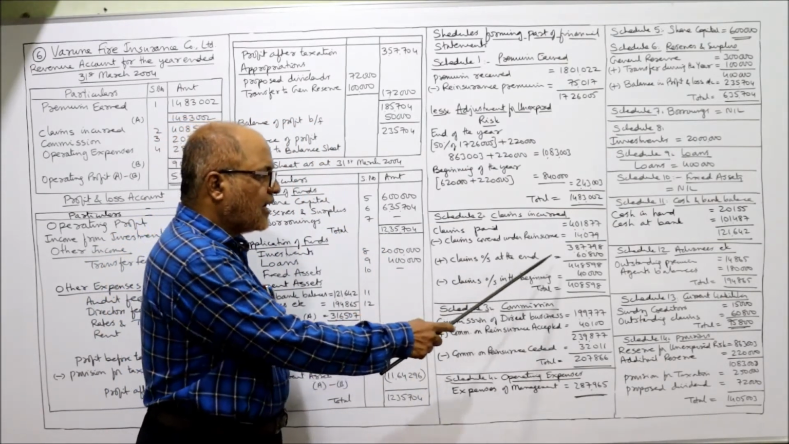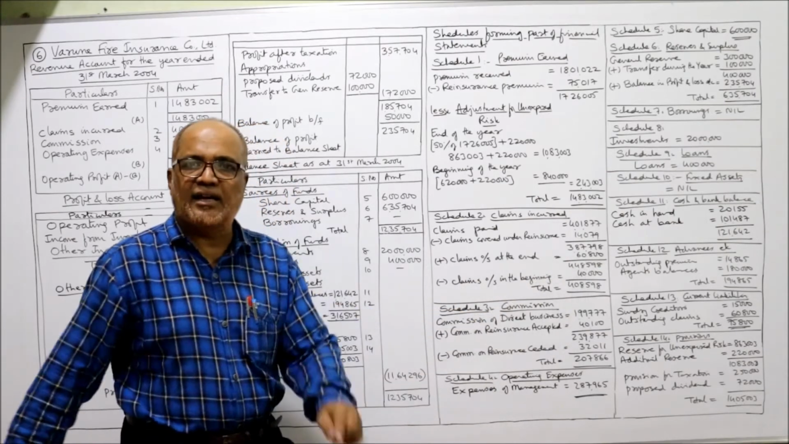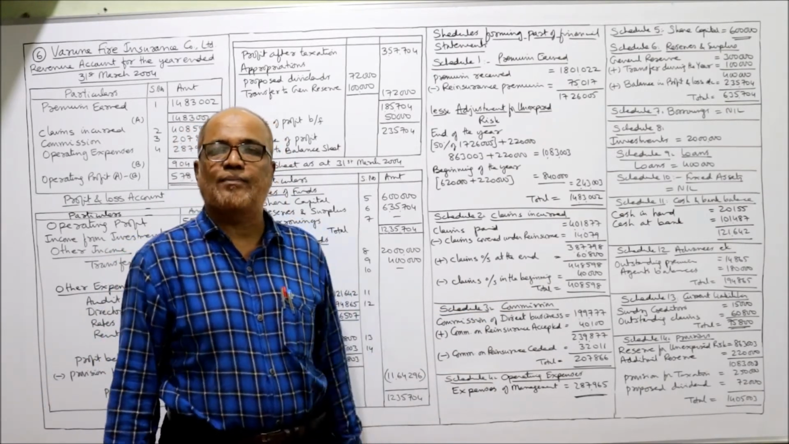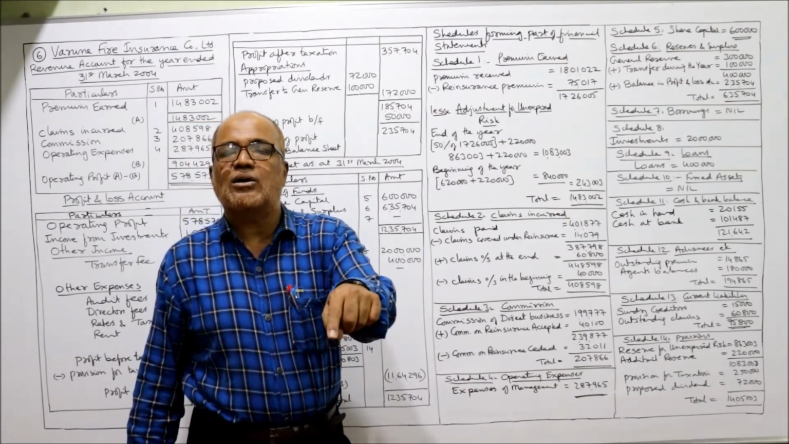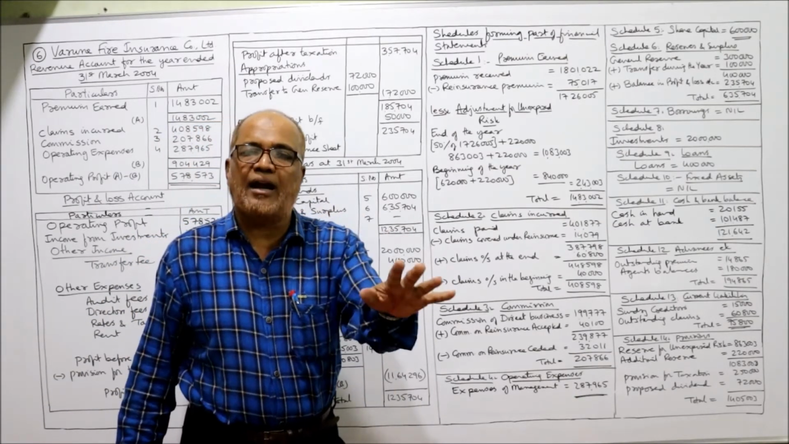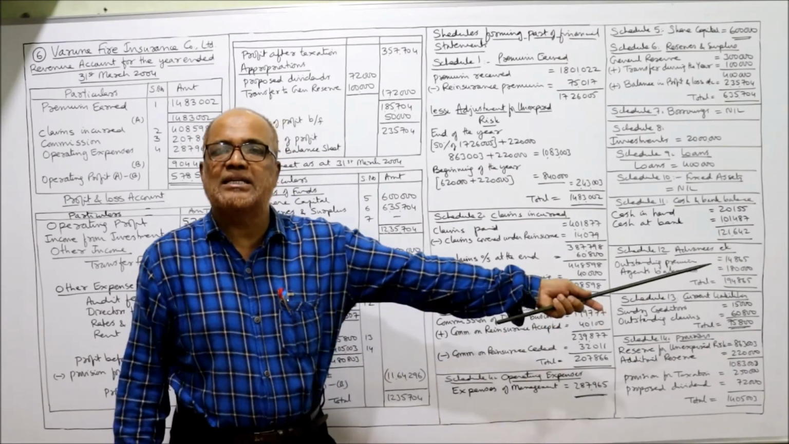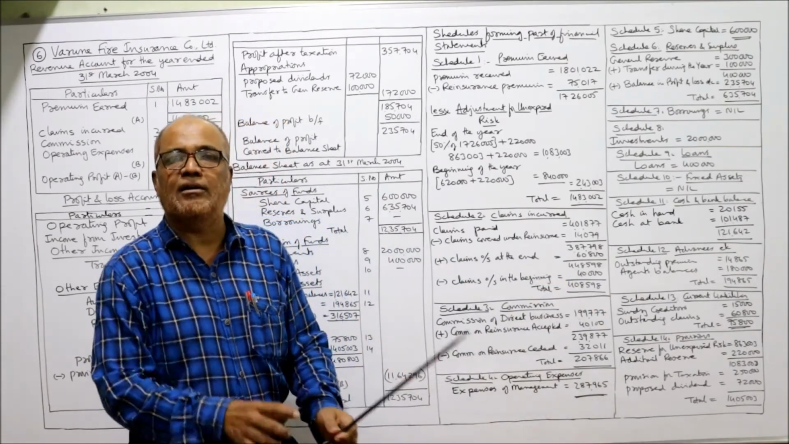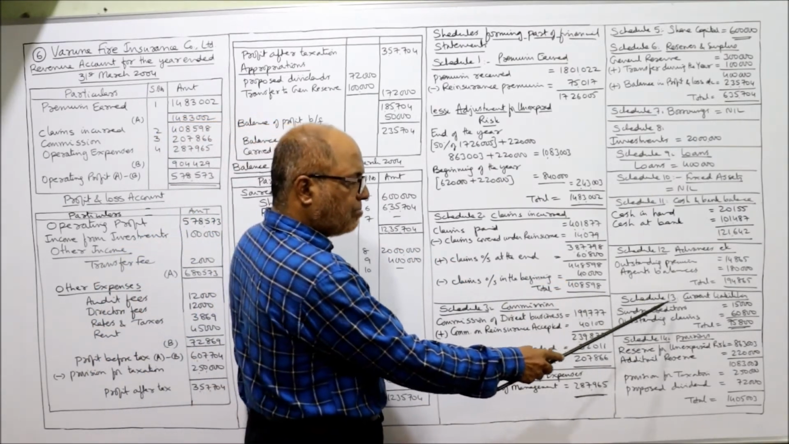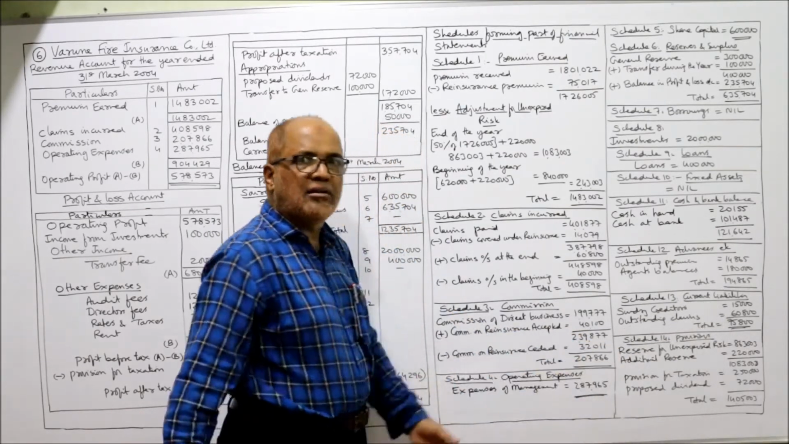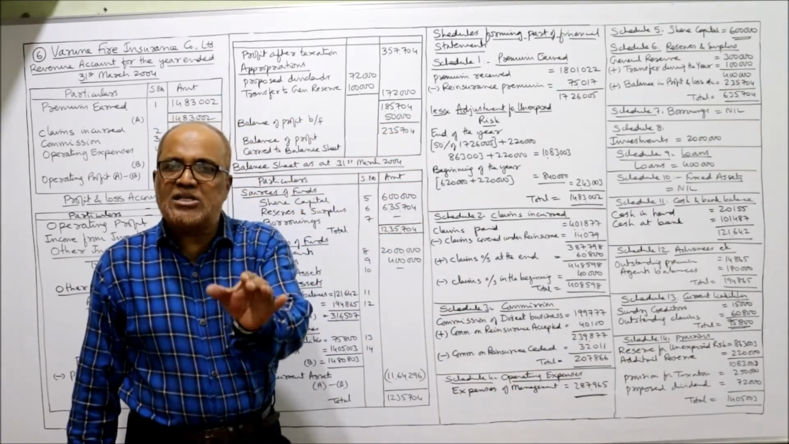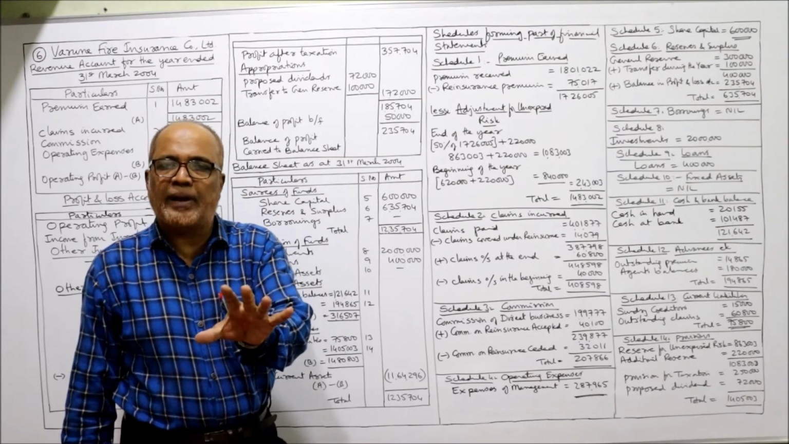Claims outstanding at the end of the year, 60,800. This is given in the last adjustment. The outstanding claim is added. Again, this 60,800 outstanding claim at the end of the year will be shown as a liability. Schedule number 13, current liabilities: outstanding claim 60,800. That's all. All the adjustment items I have explained.